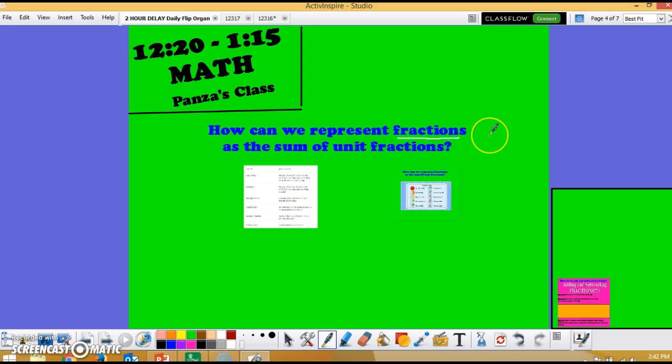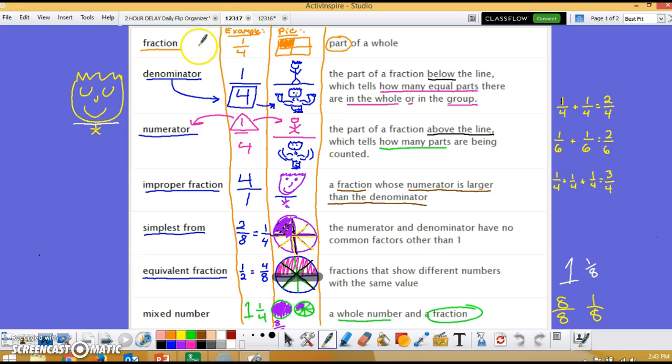Before we get started on our main focus, lesson 1, which is finding the sum of unit fractions to represent fractions, we need to go over some vocabulary words. Each student has a sheet with all of these vocabulary words that they should know in order to be successful in our fraction unit. Let's go through them all quickly.